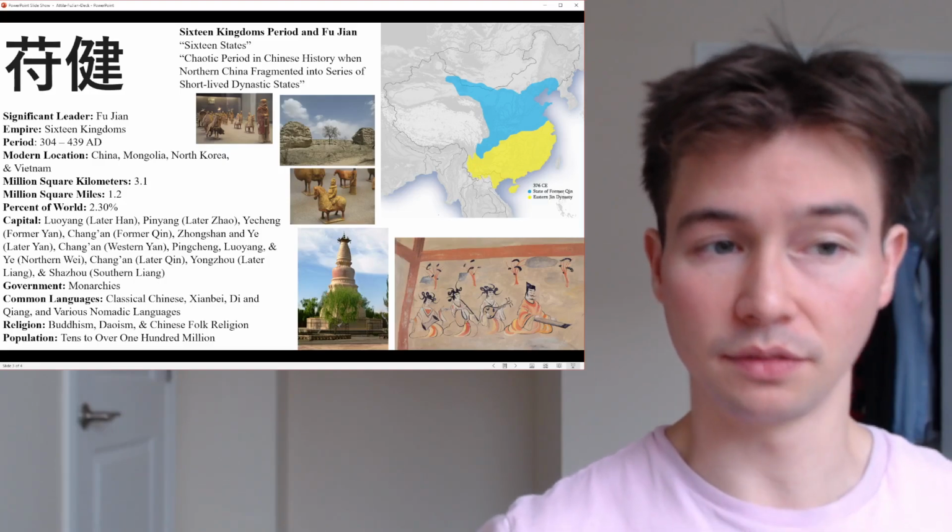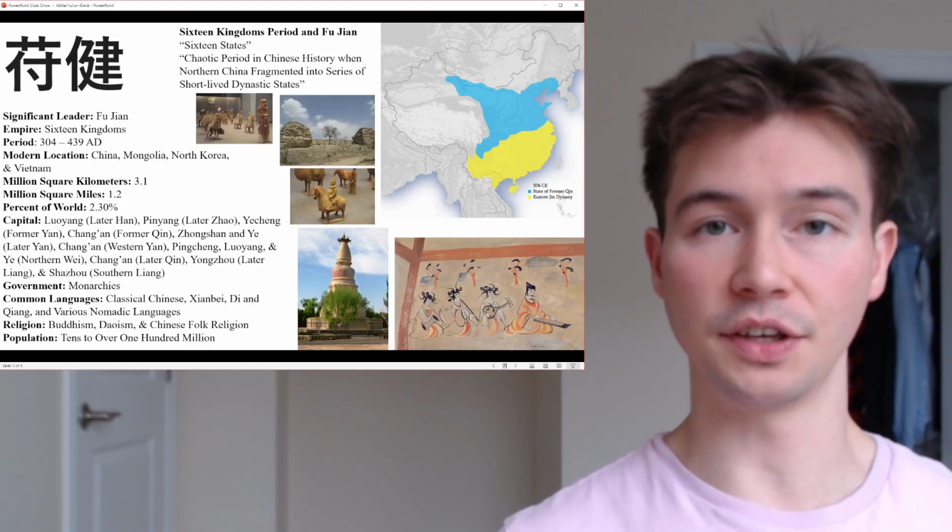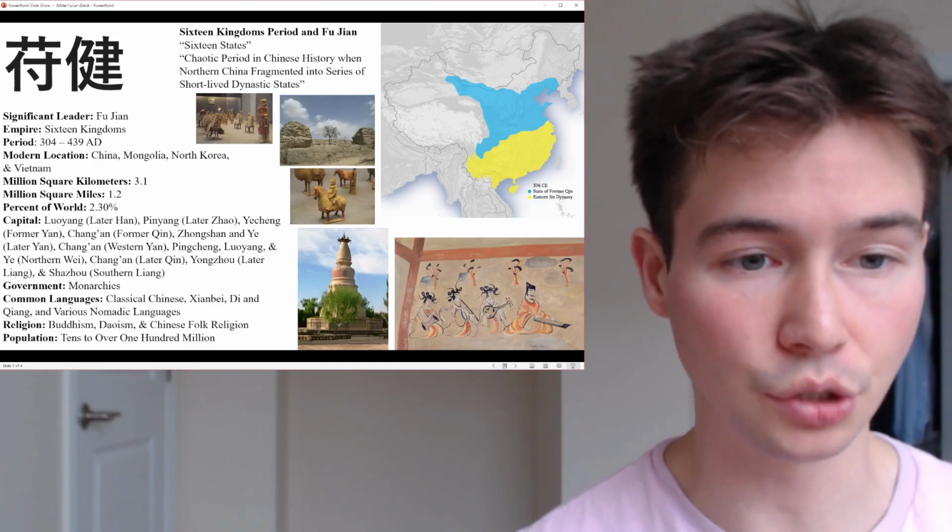And below that we have a closer image of one of the figurines, highlighting the military dress they might have worn.